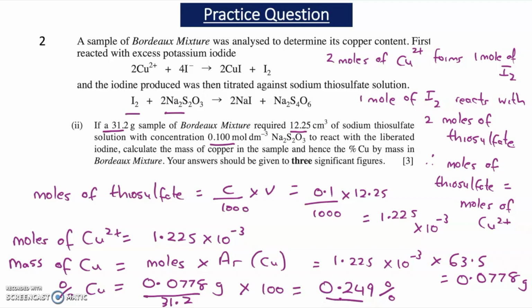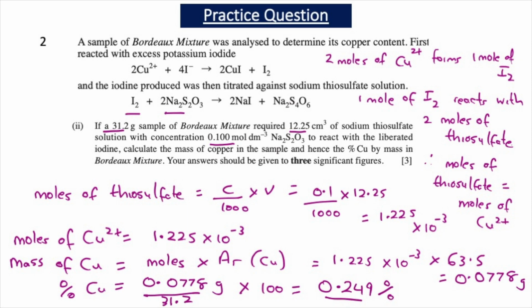So this is a 3-mark question. You get 1 mark for getting the correct number of moles of thiosulfate, 1 mark for getting the mass of copper correct and 1 mark for the percentage correct.